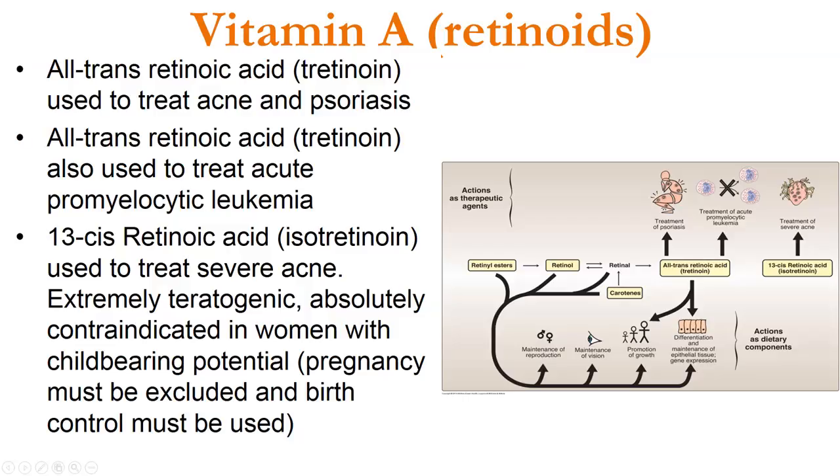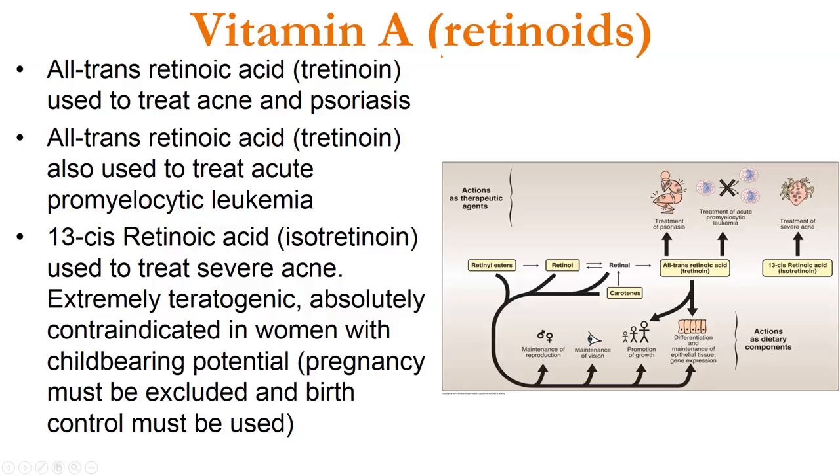You will see all-trans retinoic acid, or tretinoin, used to treat acne and psoriasis. So once again, one of vitamin A's big jobs is the differentiation of epithelial tissue, which is where you're going to see psoriasis and acne. Tretinoin is also used to treat this blood disorder, acute promyelocytic leukemia. So once again, it does affect the differentiation and growth of immune cells. So this would be an example of that.